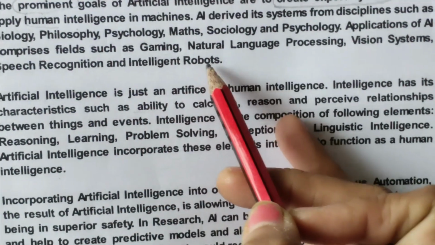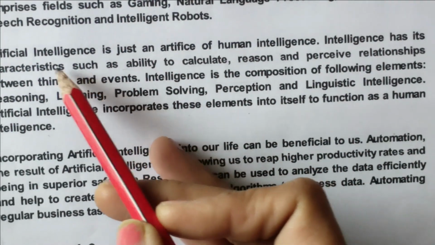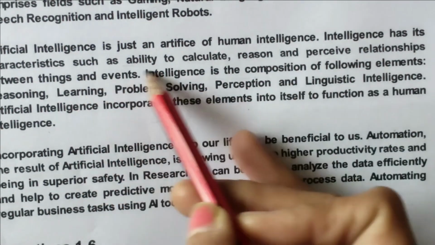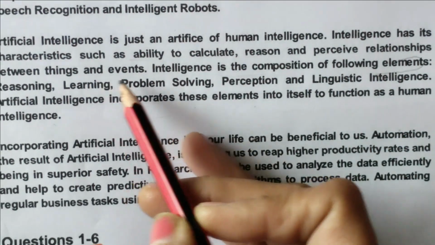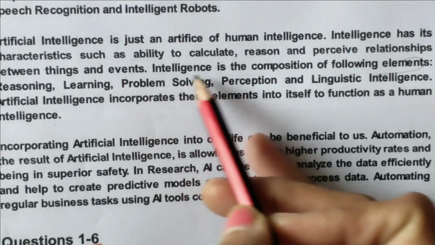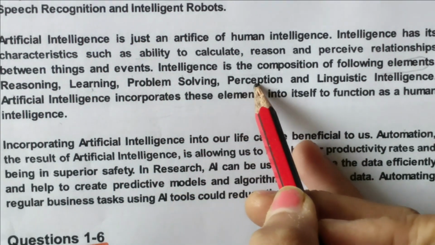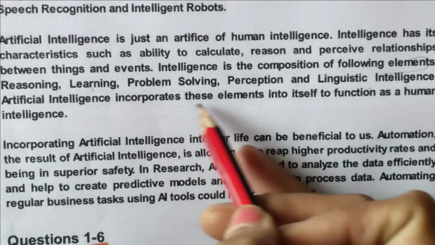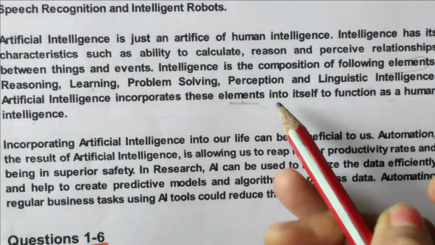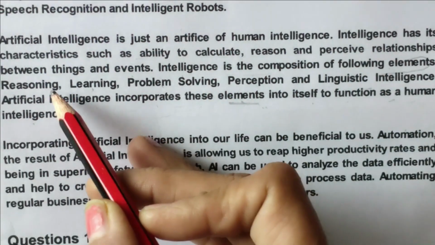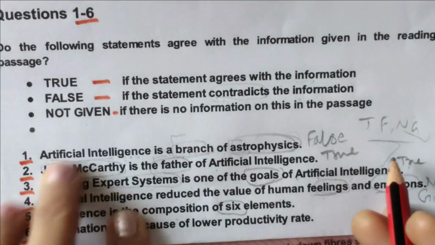Here we couldn't find it before in the previous question because not given was there. We have to find elements. Artificial intelligence is, I am looking for the word element. See this? Let's read it. Intelligence is the composition of the following elements: reasoning, learning, problem solving, perception and linguistic. Artificial intelligence incorporates these elements into itself, to function as human intelligence. They have not given any 6, but I can just see 5 elements are there. 1, 2, 3, 4, 5. It means answer is false.